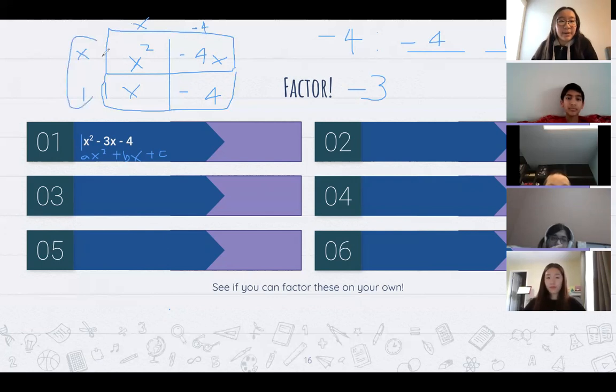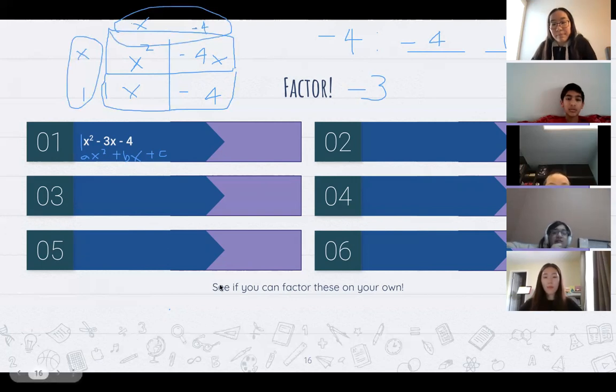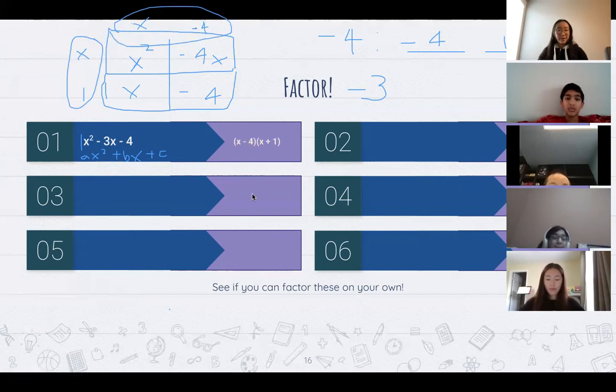So we take this and this. And then our factored form is x minus 1 and x minus... No, it's x minus 4, plus 1. Yeah, x plus 1 and then x minus 4. Yep, good job. That is the correct answer. So if it's a positive 1 here, then you do plus.